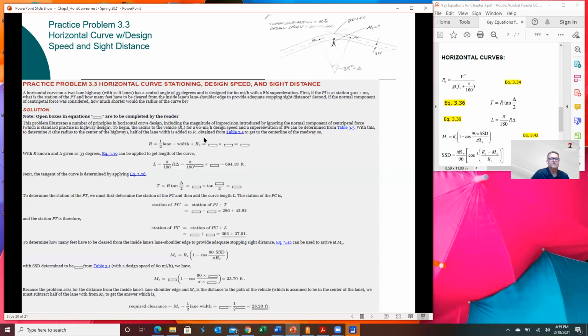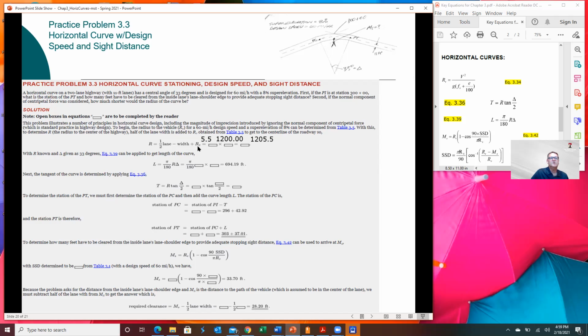Basically what you have to do is you go to the radius, R sub V, for a 60-mile-an-hour design speed and a superelevation of 8%, which you can get from table 3.5. That's the first thing you need to do. When you do that, you get R sub V. When you go to table 3.5, you'll see that R sub V is actually 1200 feet.